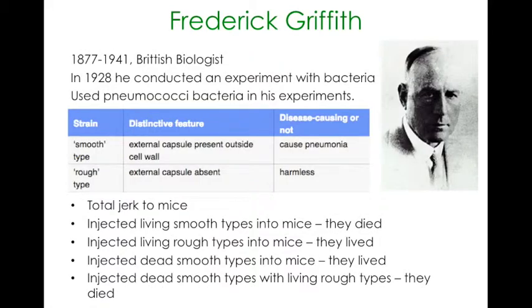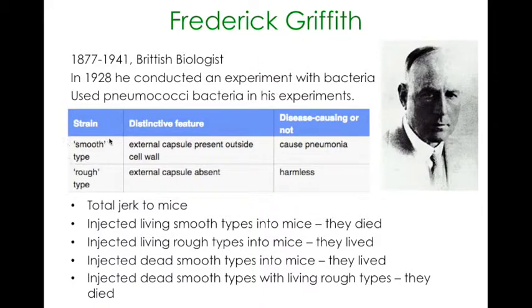Right. Our next guy, Frederick Griffith, born in 1877 to 1941, was a British biologist, and he conducted experiments with bacteria that caused pneumonia. Pneumococci, I can't remember how to pronounce that, right? He found that there were two strains of bacteria.